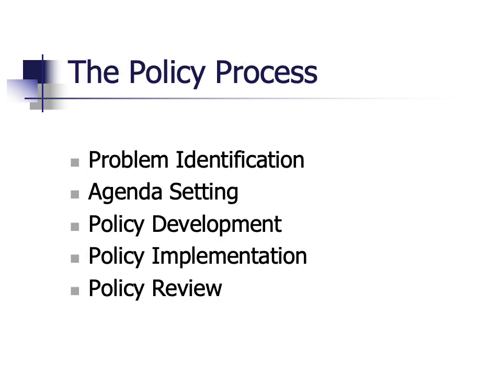There are 5 components, steps, or phases associated with the policy process. These include problem identification, agenda setting, policy development, policy implementation, and policy review. Let's talk about each one in further detail.